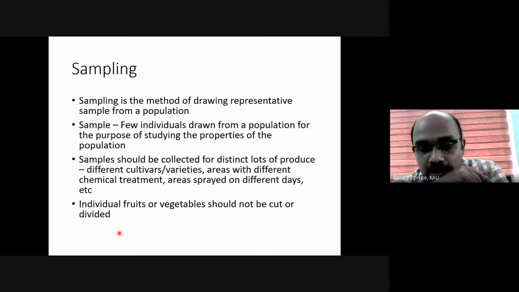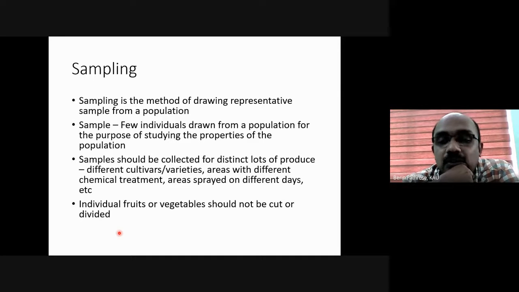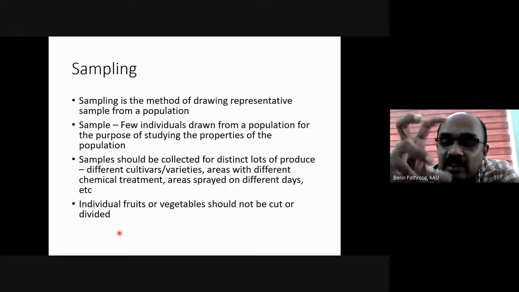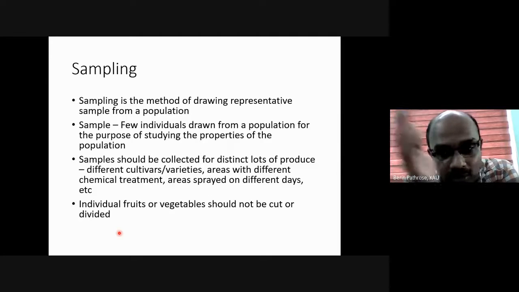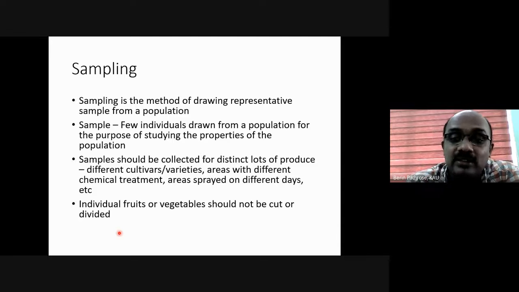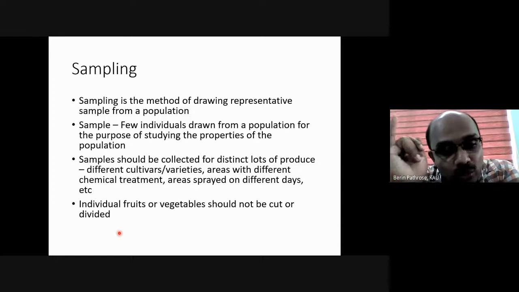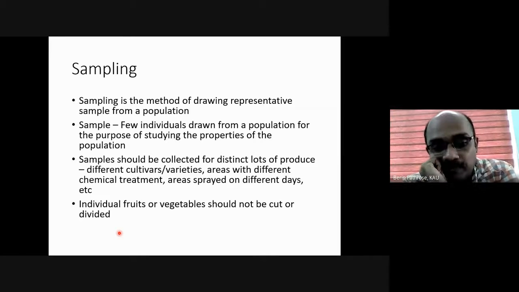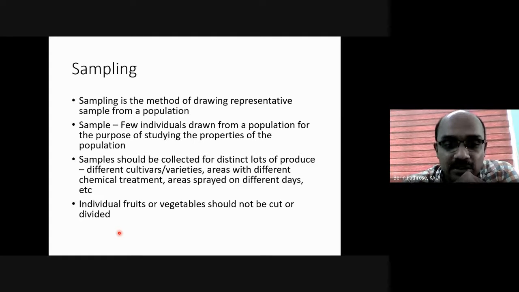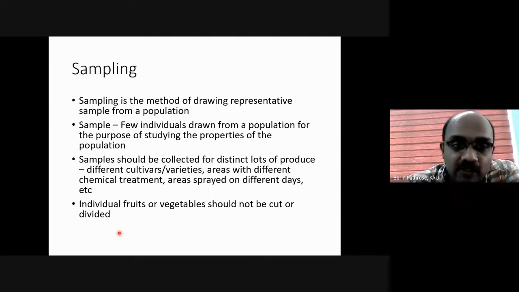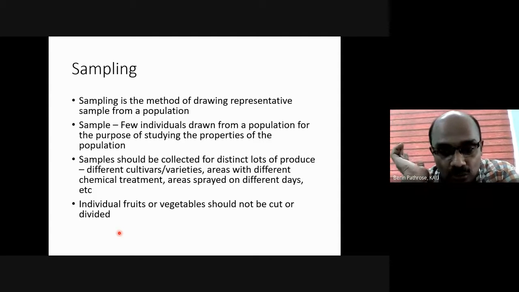Okay. So in that case, you have to sample the different types of brinjal separately, not clubbed together. Even if you visit the field, if you have different varieties, different cultivars, you have to sample them separately. Then, if you're going to sample from a field, check with the farmer what are all the pesticides used.